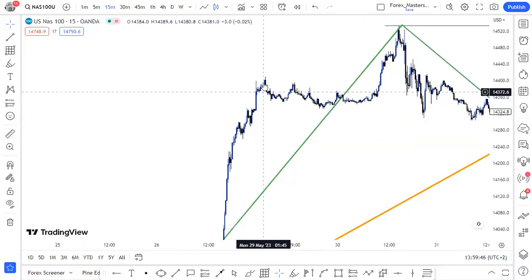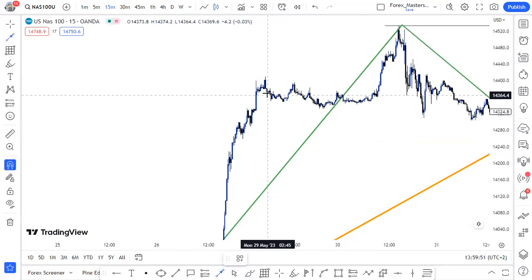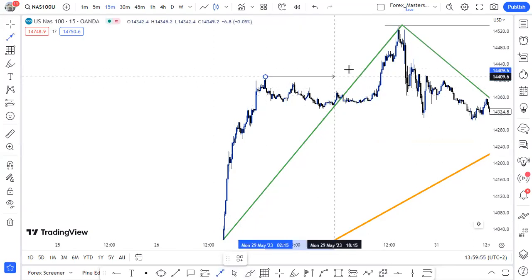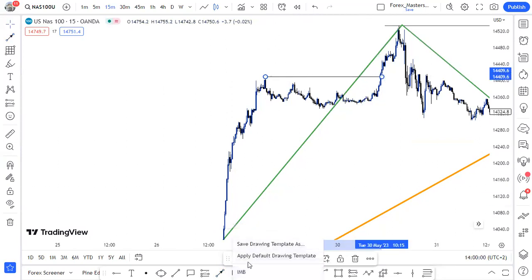So price pushed all the way, created that high. Then we had a pullback again right here. Okay, so we had that break of structure.